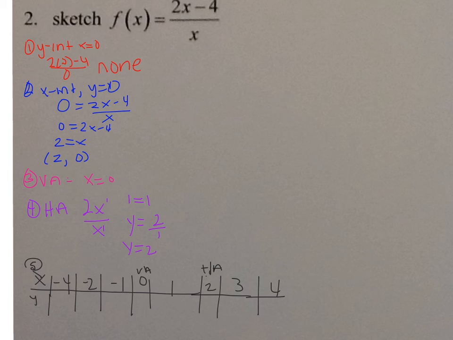All right, so plug it into your calculator to get some values. So at -4, y is 3. At -2, I have 4. At -1, I have 6. At 0, I have an error there, and I should have an error there because that's my asymptote. 1 is -2. 2 is 0. 3 is 0.67. And 4 is 1. All right, so let's draw our graph.